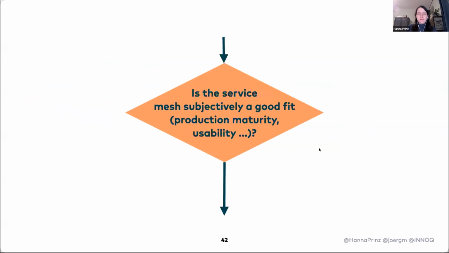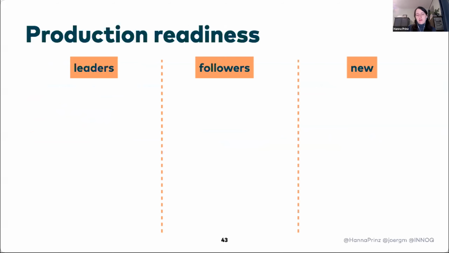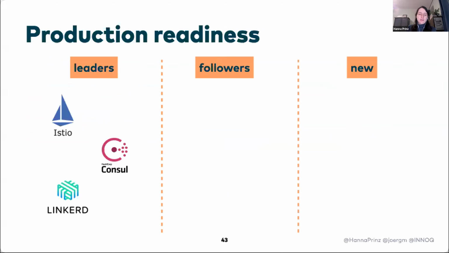So the final question, apart from all the data you can have about service mesh implementations, is the subjective fit that you need. The first thing, a bit more on the data side, is production readiness. There are three implementations I would categorize as leaders in the area, and that's Istio, Linkerd, and Consul. Most of them are led by companies who have a lot of experience in this space.